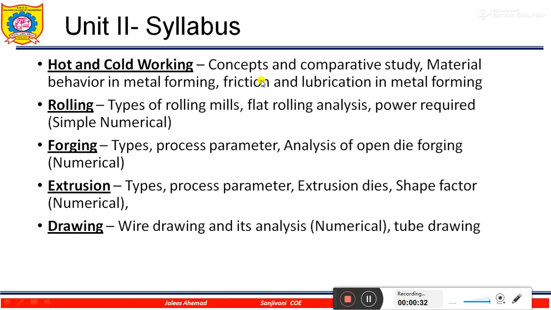Hot and cold working: what is the concept and comparative study? What is the difference between hot and cold working? Material behavior in metal forming, friction and lubrication in metal forming. So various metal forming operations, one of them is the rolling operation. In this we are going to see types of rolling, flat rolling analysis, power required, simple uniform.